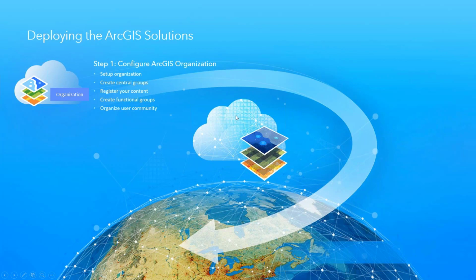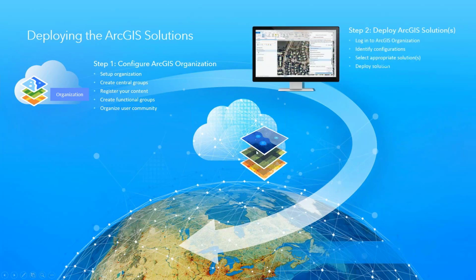And just to put a finer point on this, there's a 4-step process for deploying these solutions. The first one is to configure your ArcGIS organization. That ArcGIS organization can live as a SaaS offering in ArcGIS Online, hosted by Esri, or it can be ArcGIS Enterprise, living in your own infrastructure. So wherever your WebGIS is, we don't care. You'll just build that organization out.